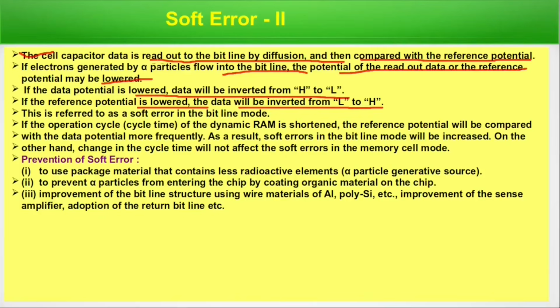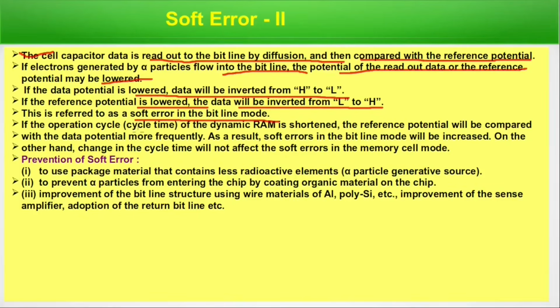Because the cell capacitor data is read out by the bit line by diffusion and then compared with the reference potential, it's determined by comparing with the reference potential whether the bit line is at high or low. Now, if the generated alpha particles flow into the bit line, so electrons are there, the potential of the readout data or reference potential gets lowered. If the data potential is lowered, data will invert from high to low. If the reference potential is lowered, the data will invert from low to high because comparison is there. We are doing a comparative study. So if the reference potential gets lowered, the data will become higher. This is referred to as soft error in the bit line mode.